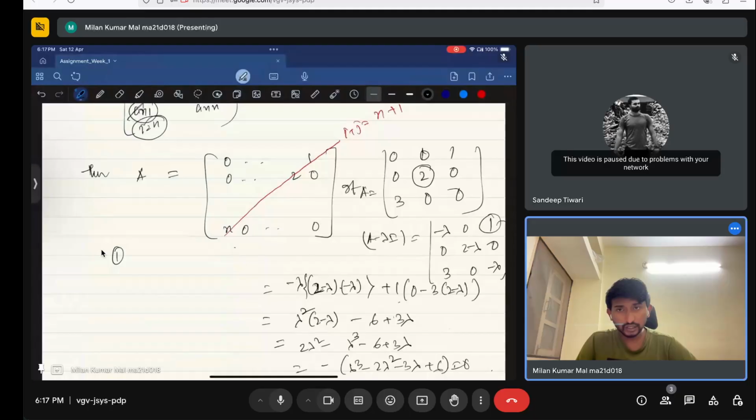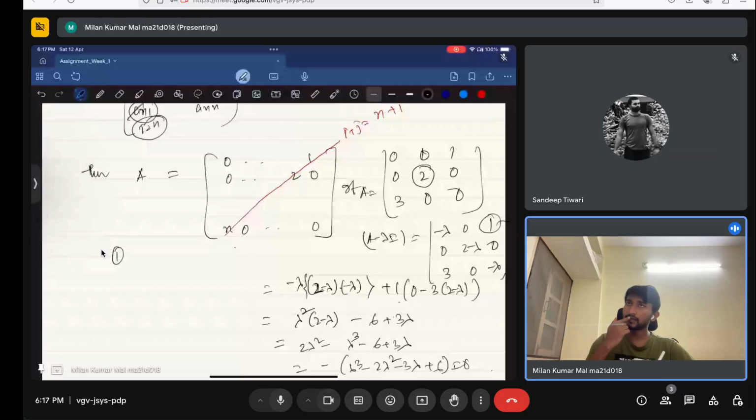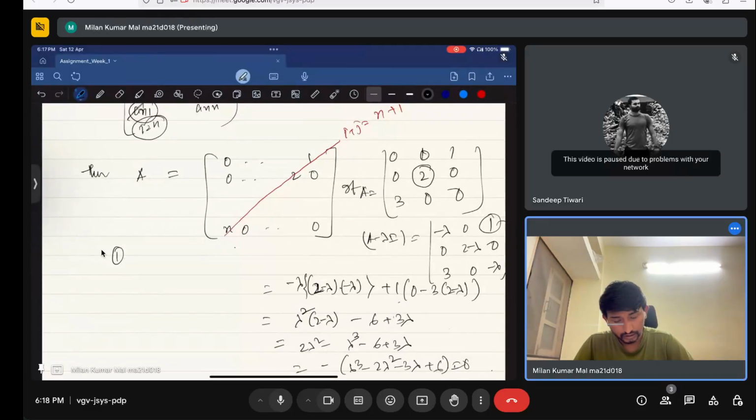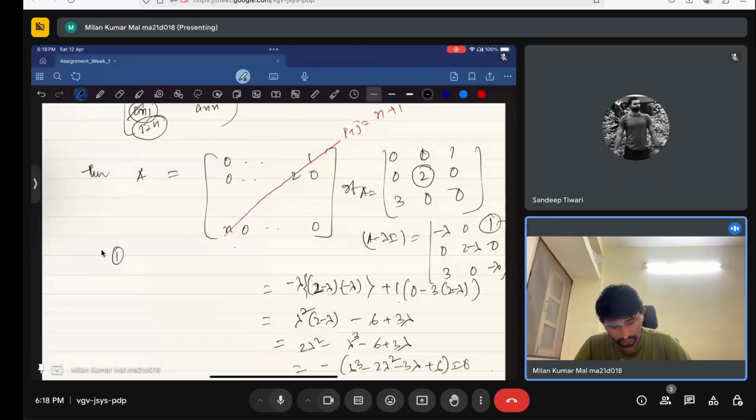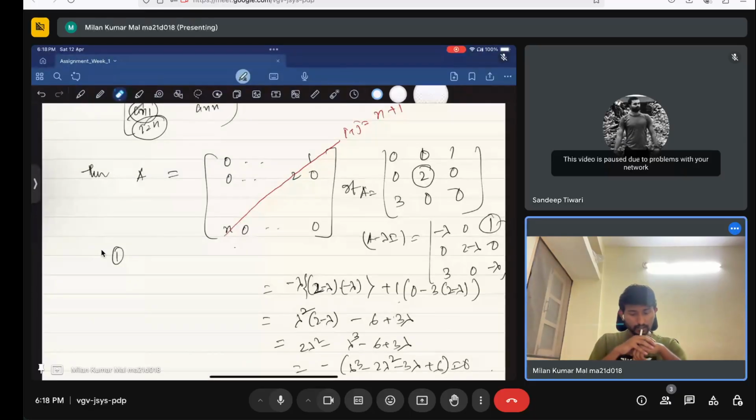So 51 is the 1 to n, 1 to 100. This is a 100 by 100 matrix. So there is no diagonal. Okay, so we have to consider it a little differently, not this one.